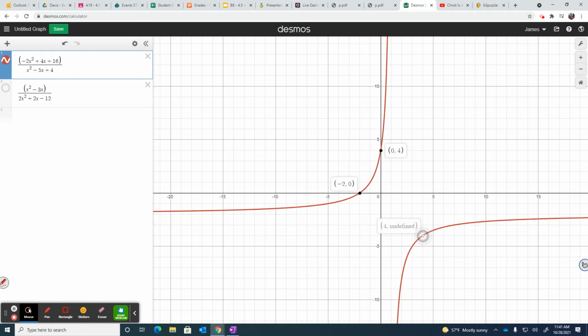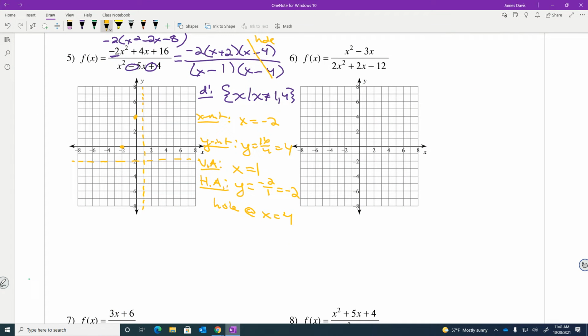Let's see, it changes to undefined there. Very good, you got that spot. Undefined, and it's a little open dot. You can see it as well. So we can see how that connected there. It goes up like this, goes through those two, and then at 4, an open dot as well.